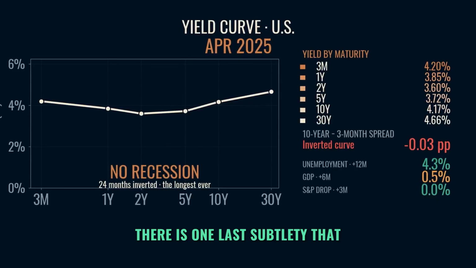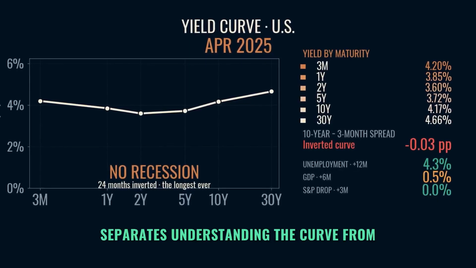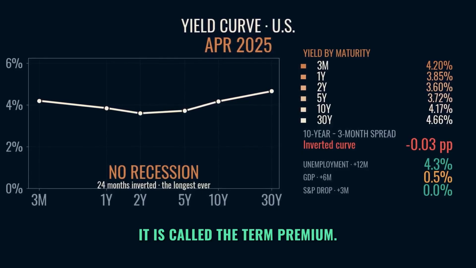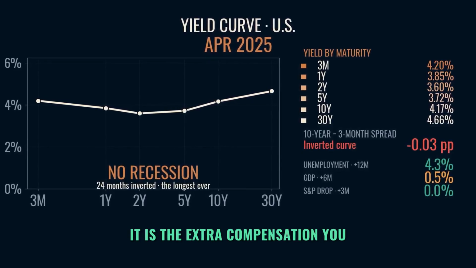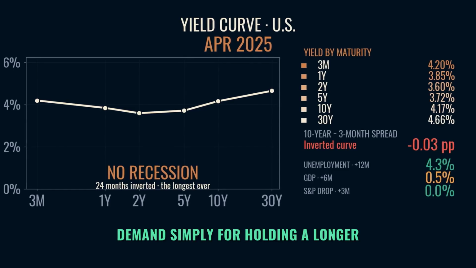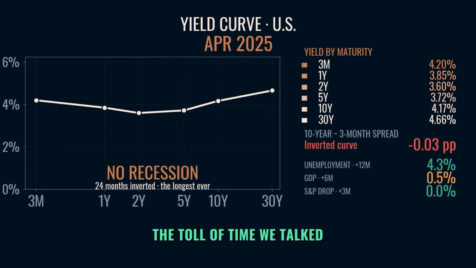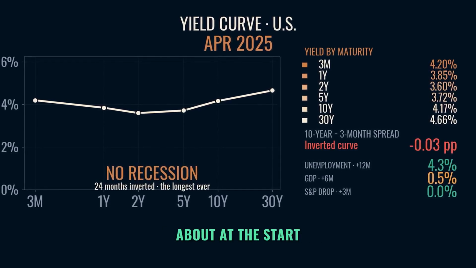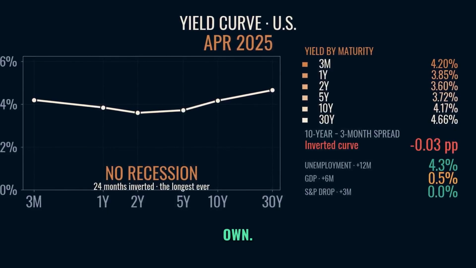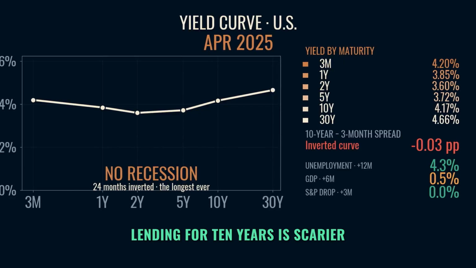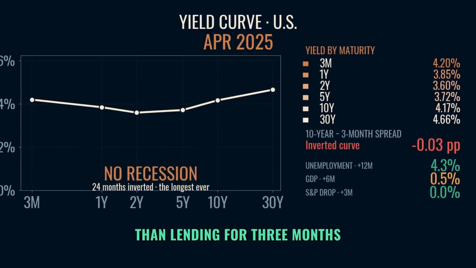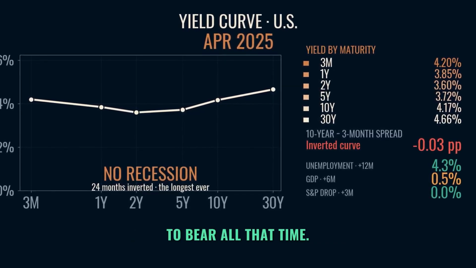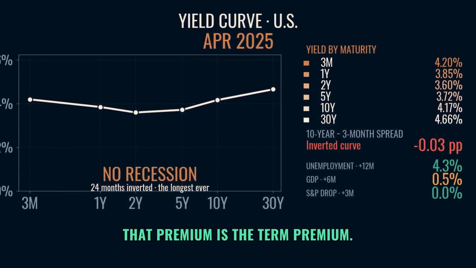There is one last subtlety that separates understanding the curve from believing you understand it. It is called the term premium. It is the extra compensation you demand simply for holding a longer bond. The toll of time we talked about at the start, now with a name of its own. Remember, lending for 10 years is scarier than lending for 3 months, so you ask for a premium to bear all that time. That premium is the term premium.